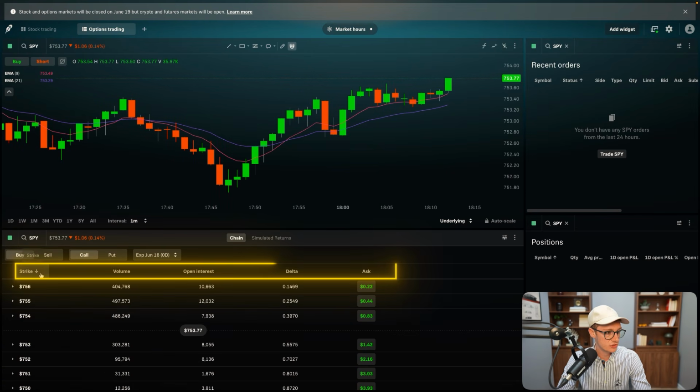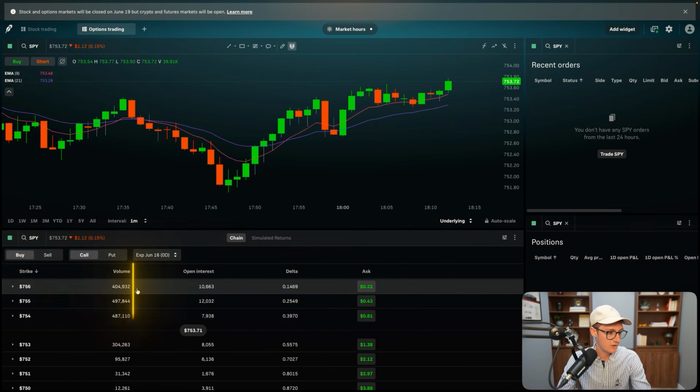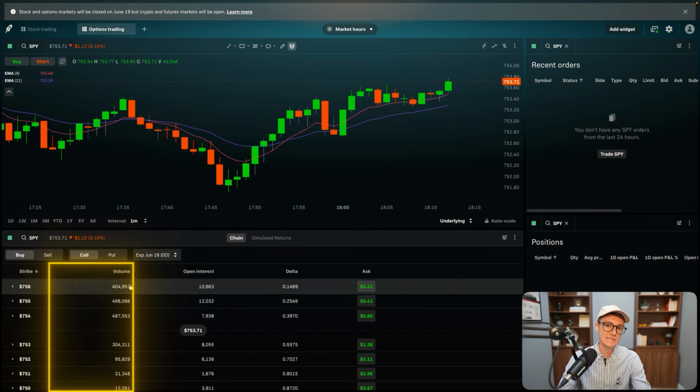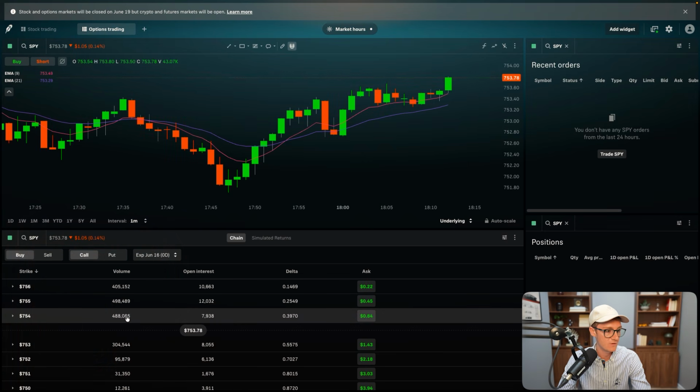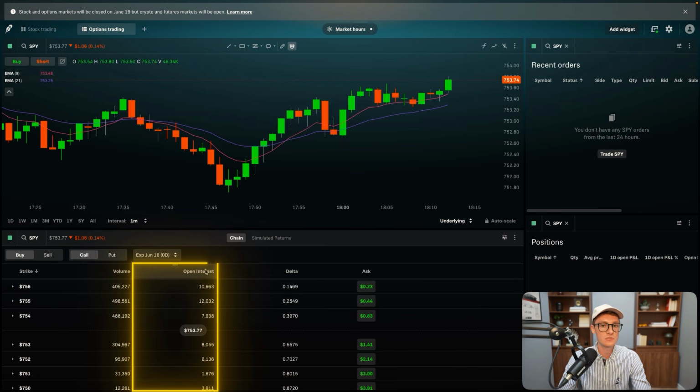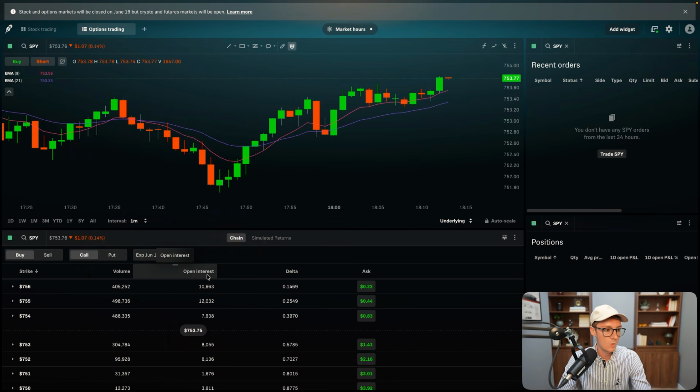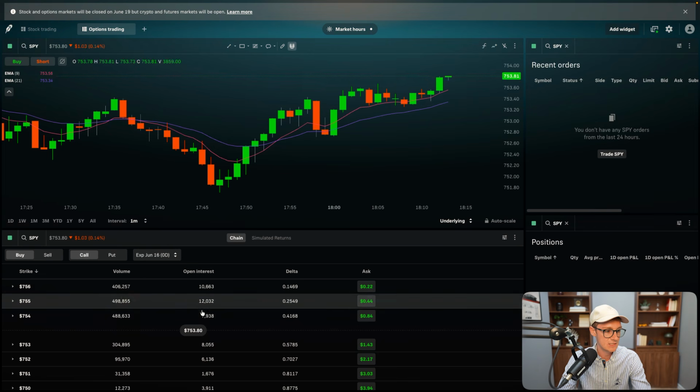You can see here I've got strike, volume, open interest, delta, and ask. Volume represents the total amount of contracts that have exchanged hands between a buyer and seller during that given day. If you bought a contract, you'd become part of that volume. Open interest represents the total amount of contracts that are currently being held, and that is updated once daily. So we can see yesterday's open interest.